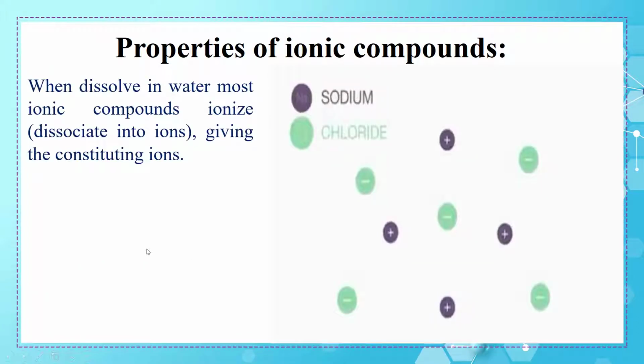What else? When dissolved in water, most ionic compounds ionize. What is the meaning of ionization? It dissociates into ions. So each ion goes alone, giving the constituting ions that had formed the ionic compound. To understand more, let us observe the video carefully, please.